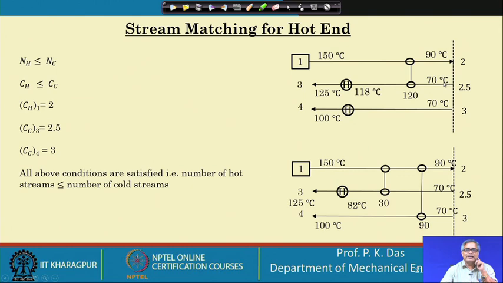Probably what we will get, that the hot stream will be cooled from 150 degree to 90 degree Celsius, while the cold stream will be heated from 70 degree to 118 degree Celsius. But my target temperature is 125 degree Celsius. So, what can I do? The rest of the heating of the cold stream can be done bringing one hot utility. How much hot utility is needed, that also you can calculate.